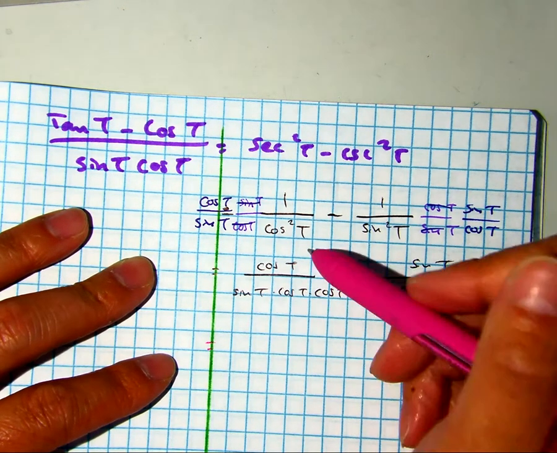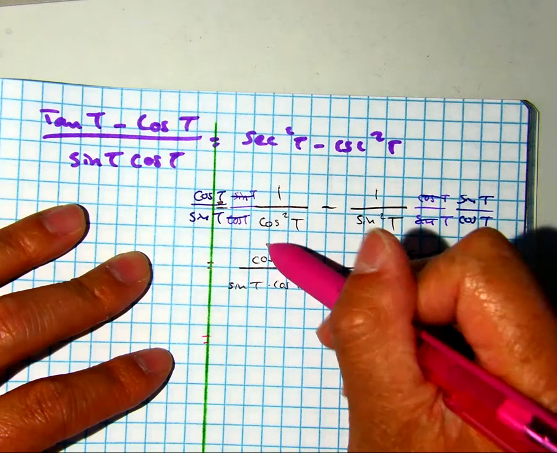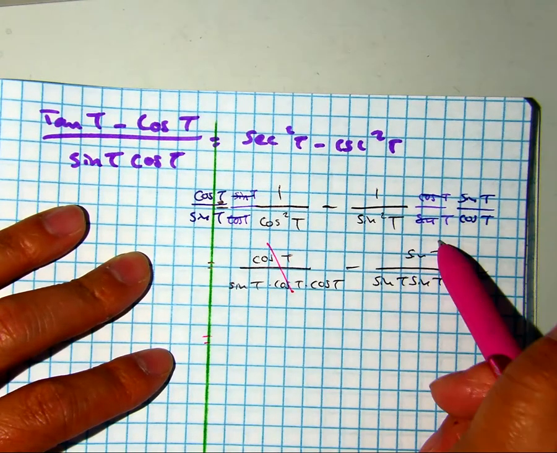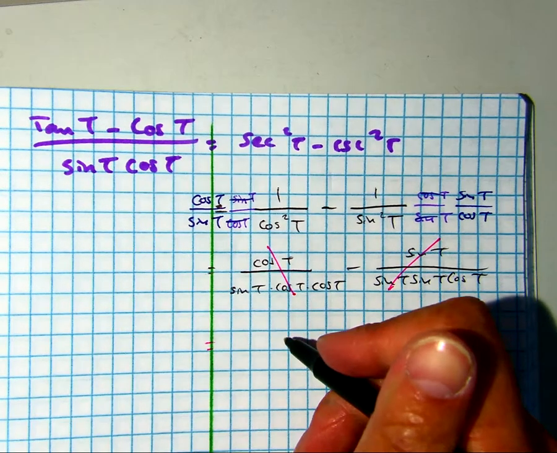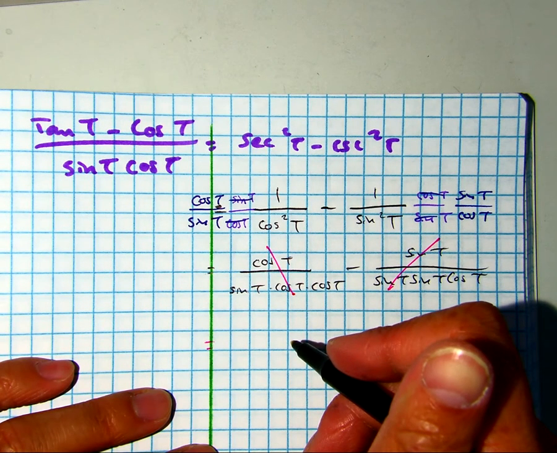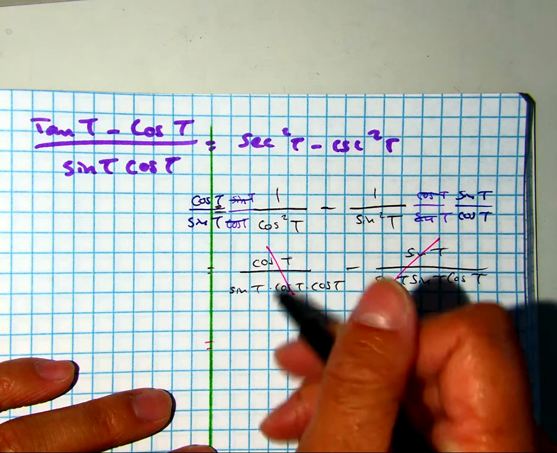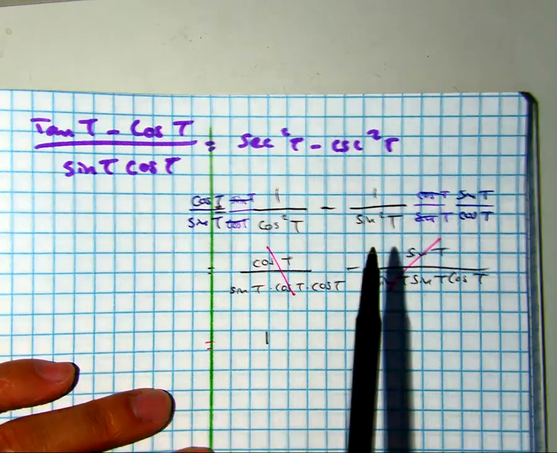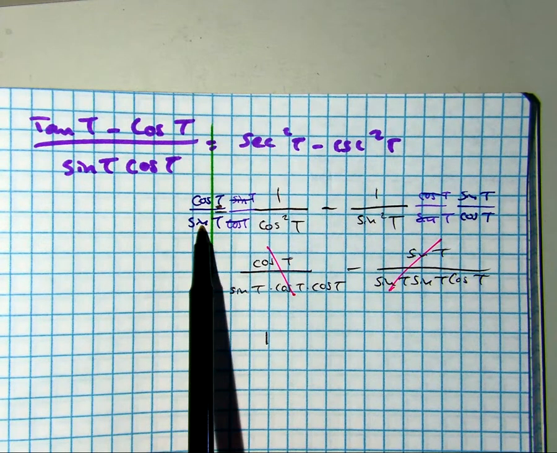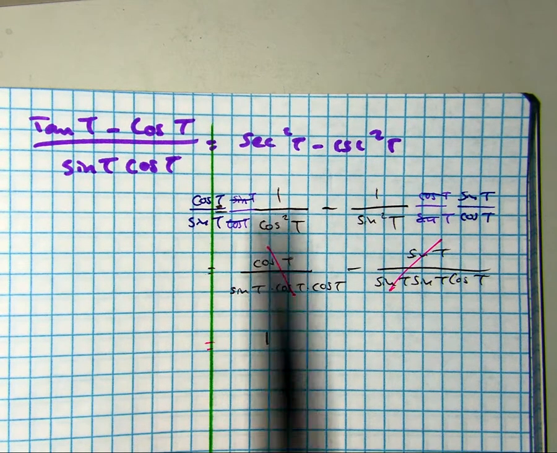This is not going well, is it? Cosines cancel out. My sines cancel out. Now I'm left with, no, that's not working well. 1 over, I know why. We can't do that. Because it's not the same, right?